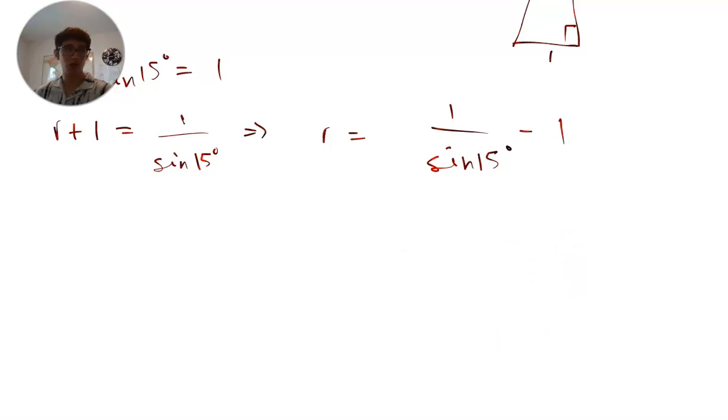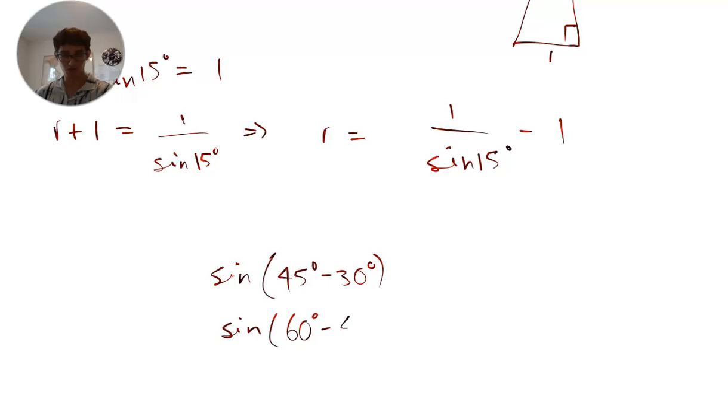So rather than doing that, how else can you get 15 degrees? Well, that's sine of 45 degrees minus 30 degrees. There are enough ways to do this. You can also say sine of 60 degrees minus 45 degrees. Lots of different ways to get this.